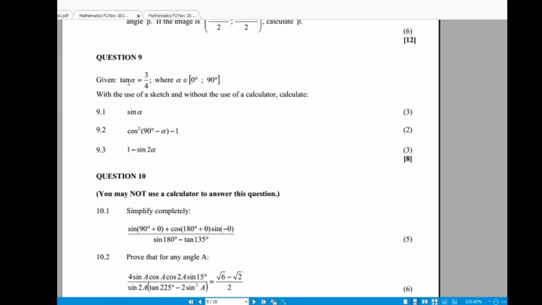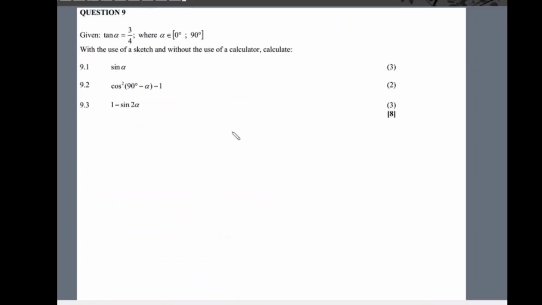So question 9 bathi given that tan alpha is equals to 3/4, where alpha is between 0 and 90 degrees, with the use of a sketch and without the use of a calculator, calculate sine alpha, right? So now, but with the use of a sketch, so which means kumele draw a sketch ukuthi sikwazi ukuthi sikhona uphendula kuhle these questions, right? So now sizoya lapha ku 9.1. We are given that tan alpha is 3/4.